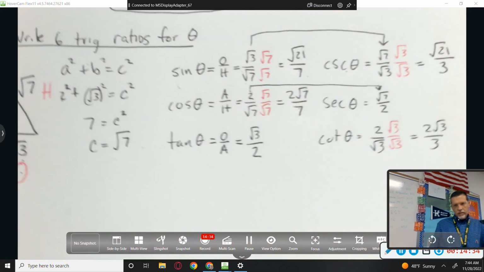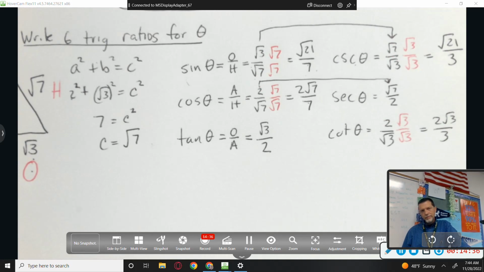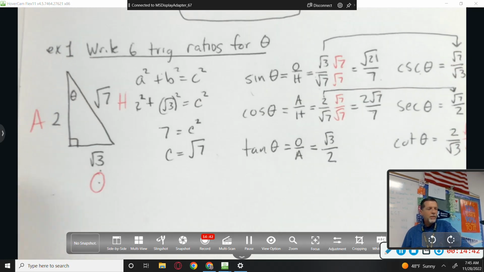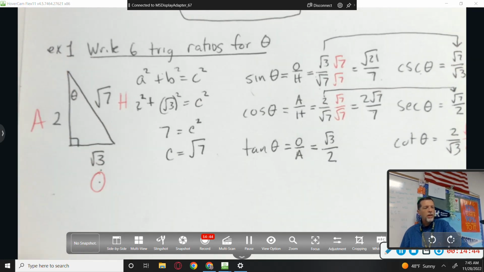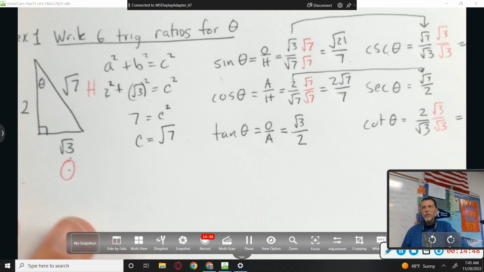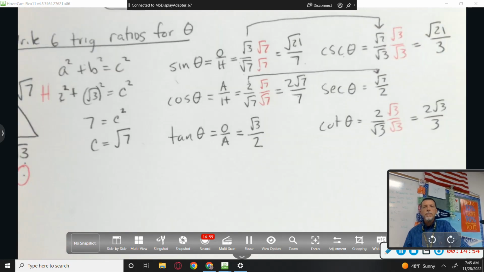So when it says write the 6 trig ratios, that's pretty easy. You got to know SOHCAHTOA. You got to know who the partners are. You got to be able to label who's opposite, adjacent, and hypotenuse. Might have to find a missing side, but pretty straightforward. You're just allowed to, for the cosecants, just flip them upside down if you want.